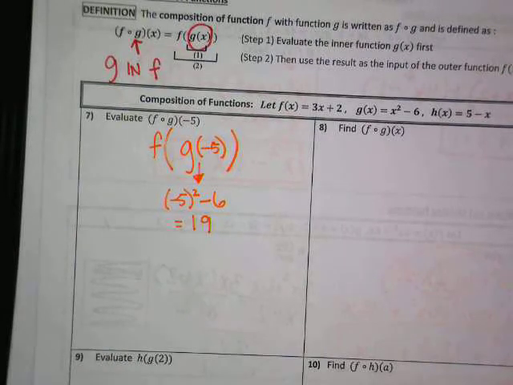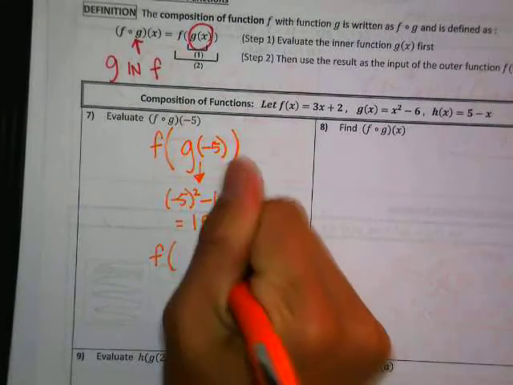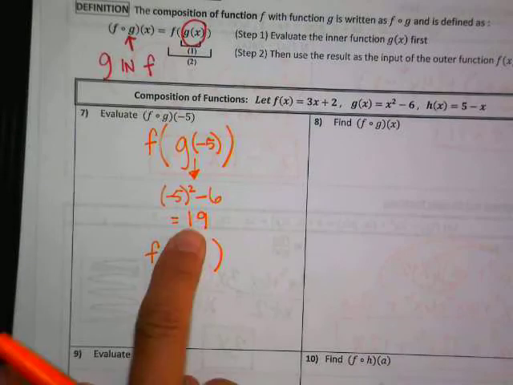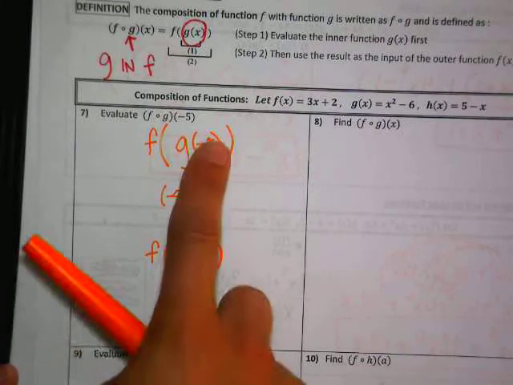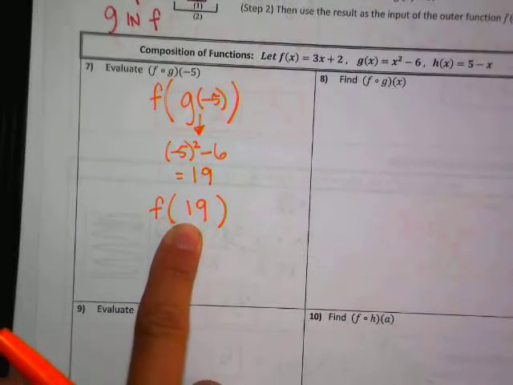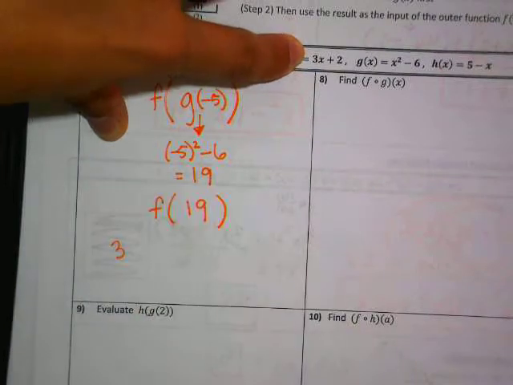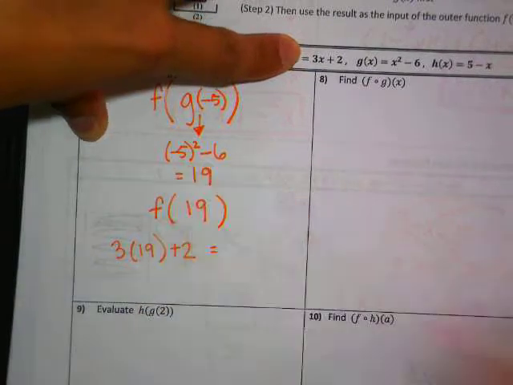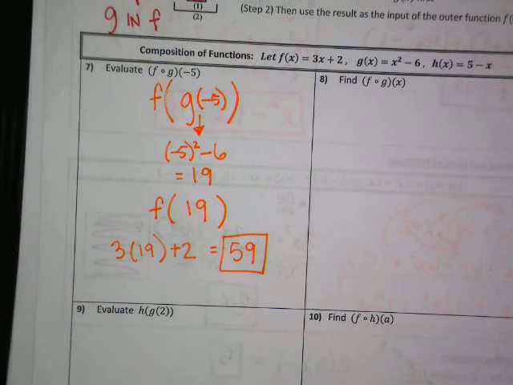Yes, and so now we have to do the outside. So we did the inside, but we still got outside stuff. So now we have f of 19, because g of negative 5 is 19. So we are going to put 19 in place of g of negative 5. Now we're using our f function. What am I putting in place of x? 19. 19 plus 2 equals 59.